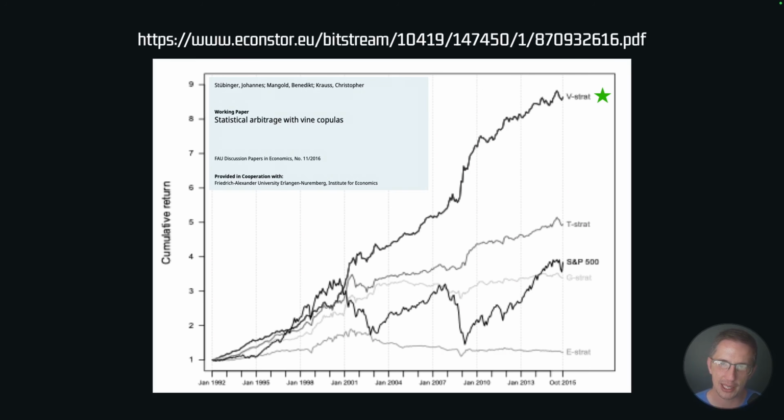But this paper really researched the impact of trading Vine copulas versus other strategies against the S&P 500. And you'll see that the Vine strategy here came out way on top. So this is an empirical paper. You can see the authors that published it here at the top. I actually just got the free version from econstore.eu. This isn't the full paper, but you get the point.